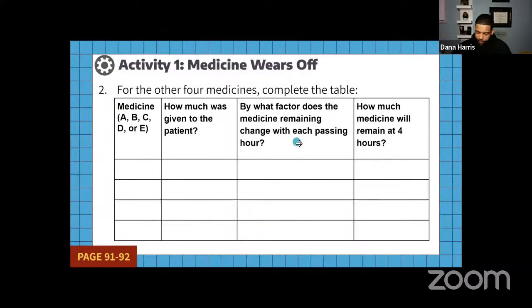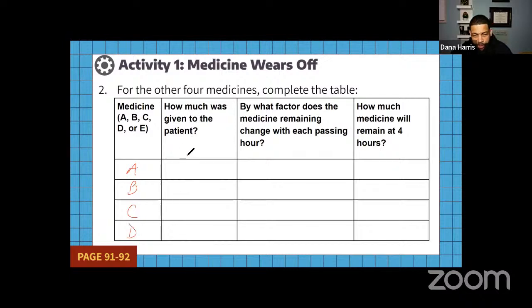All right, so let's go on to the next one. Question number 2, we have to fill out this table. And by the way, we're in the workbook lesson 6 and we are on page 91. All right, so we're going to take the remaining ones and we're going to fill out this table. So I have A, I have B, I have C, and I have D.